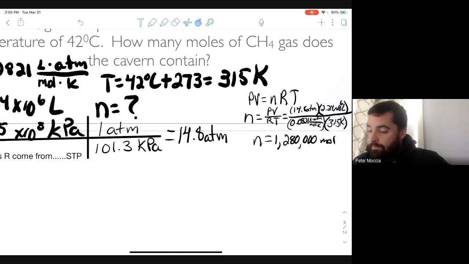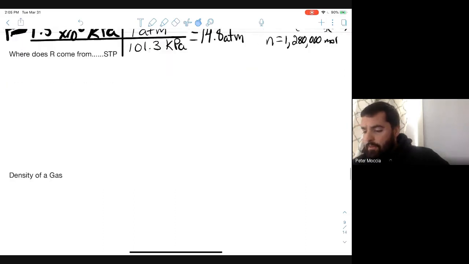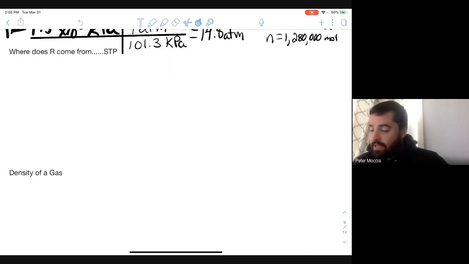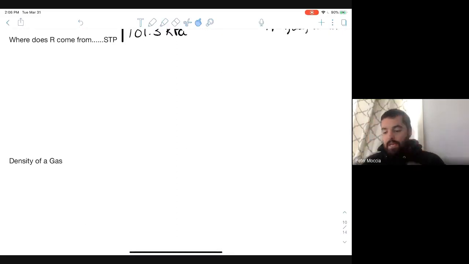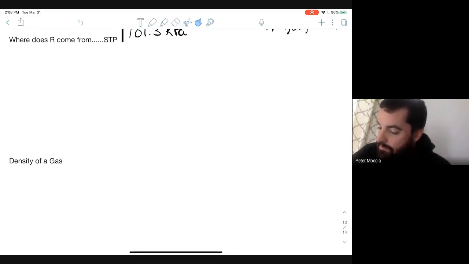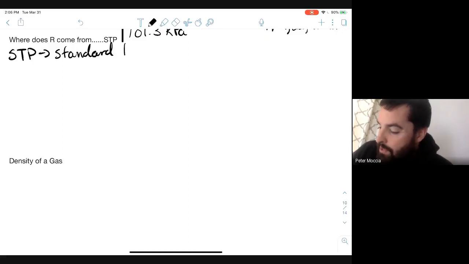Okay. All right. So now, where does R come from? We talked about R, that's called the ideal gas constant. R is the ideal gas constant, okay? R comes from the fact that STP, okay? STP stands for standard temperature and pressure.